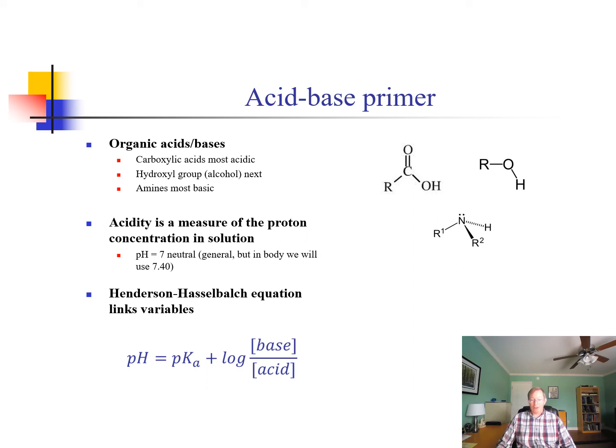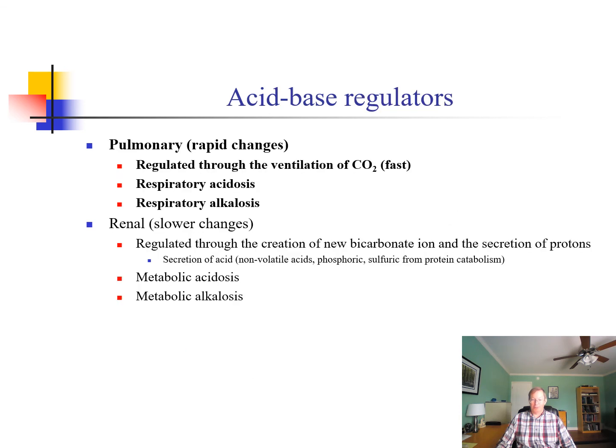And as I mentioned to you, pH of 7 in aqueous solution is neutral, but in the body we will say that 7.40 is neutral, even though I understand as a chemist that that's not the case. Anything less than 7.40 is going to be considered an acidosis. Anything greater than 7.40 is going to be considered an alkalosis.